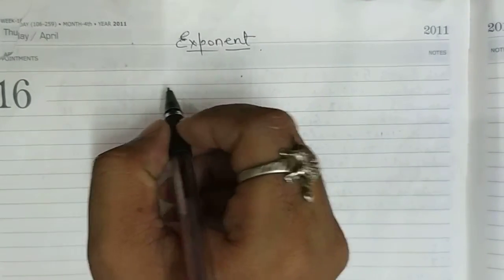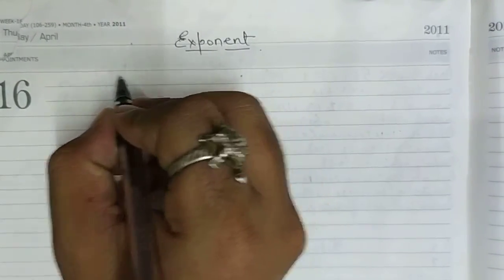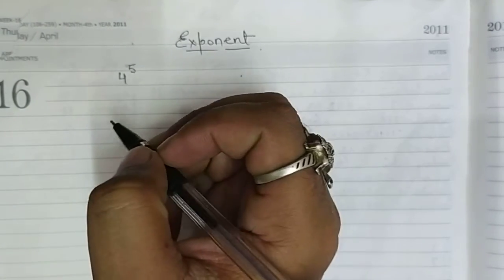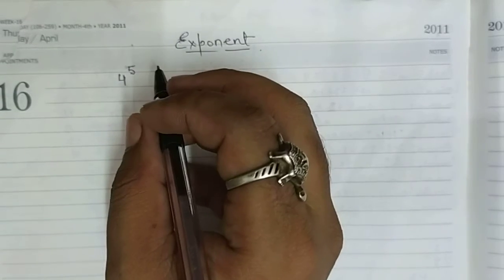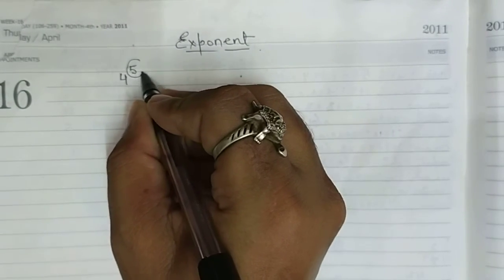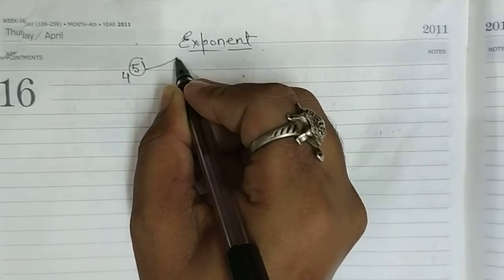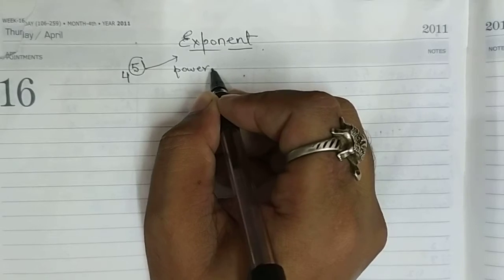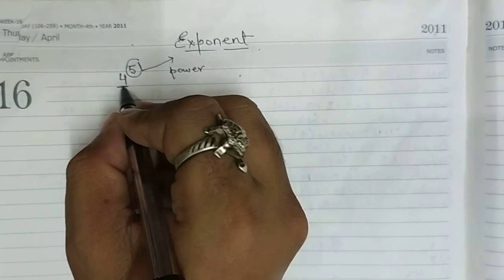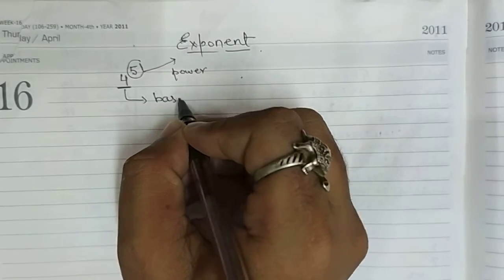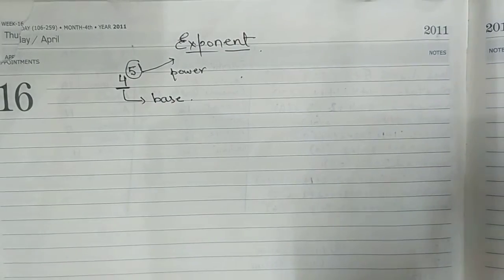See, first of all, we can see if any number is written in the form of power, like this, 4 to the power 5. Then this 5 is called exponent, or we can say power. And this 4 is known as base.